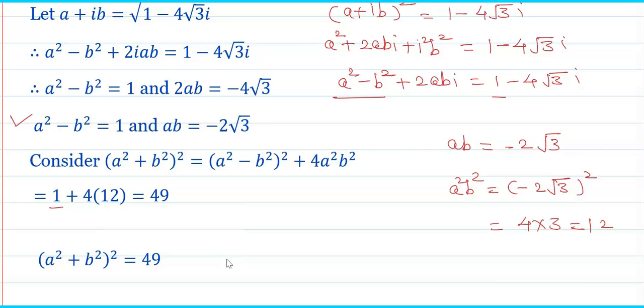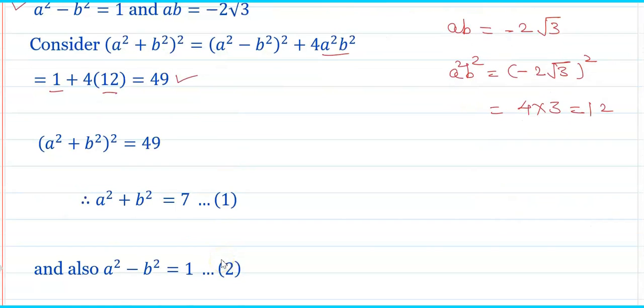And therefore 4 times a square into b square means what? The value of a square b square is 12, but it is 4 times. Okay, and hence you will get here 1 plus 4 into 12, that is 48. 48 plus 1, then you will get here 49, and hence the value of a square plus b square bracket square is equals to 49. Again we will take the square root on both sides. Therefore a square plus b square is equals to 7.